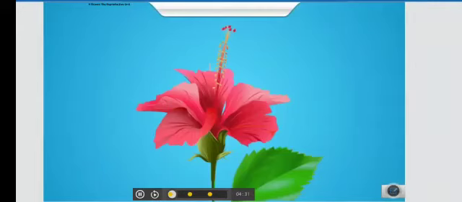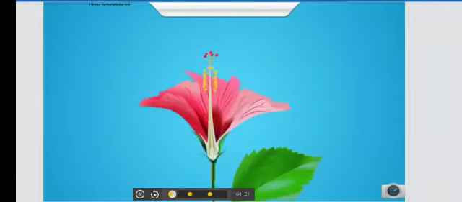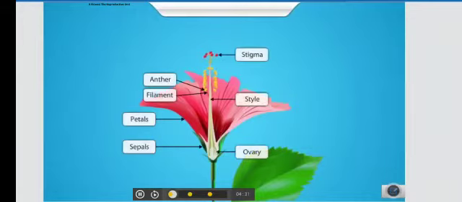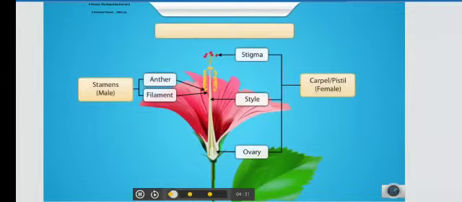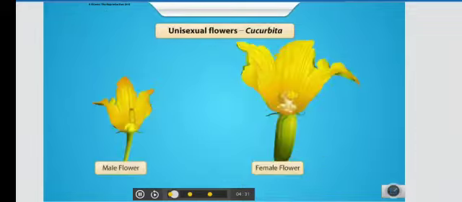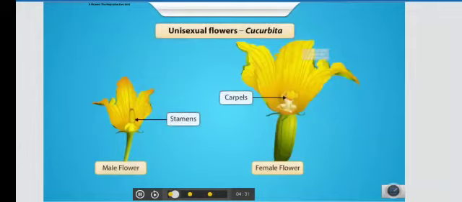Flowers are the reproductive units of flowering plants. They have male and female reproductive parts, that is stamens and carpels. Flowers that have both stamens and carpels are bisexual. Unisexual flowers have either stamens or carpels.